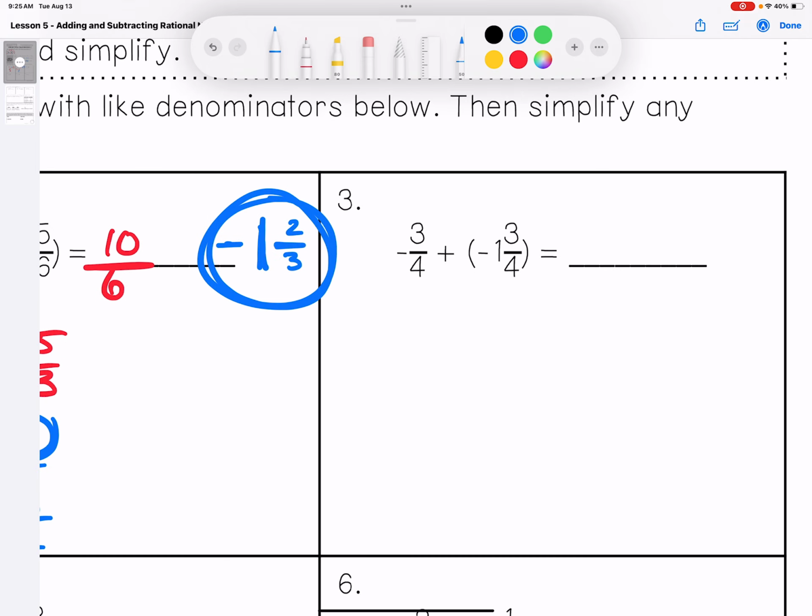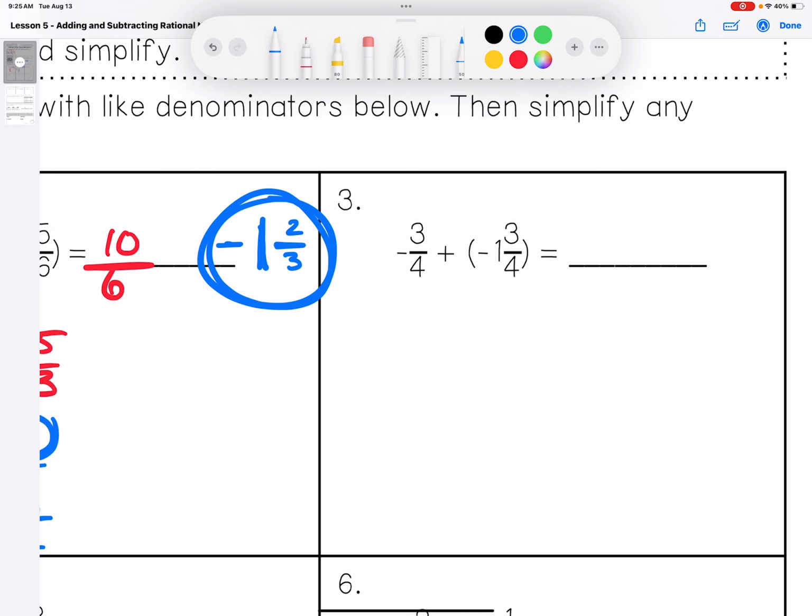And I'm going to get 2 and 1/2. Now, I'm not done. We're adding, and they're both negative, so we keep the sign, okay? So the answer is negative 2 and 1/2. All right.